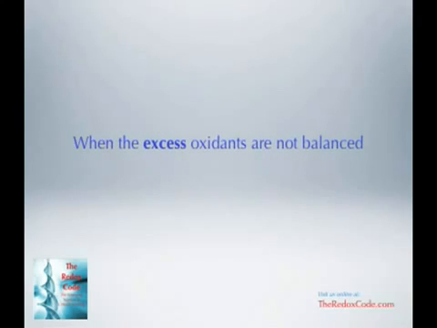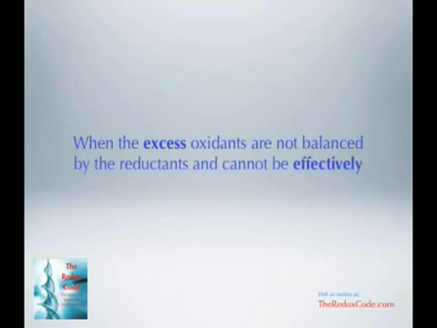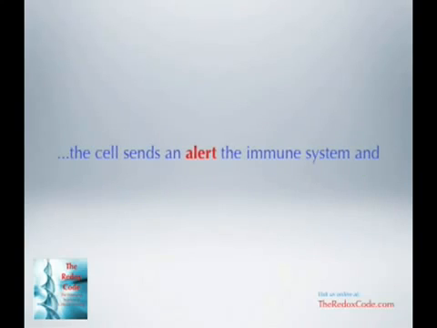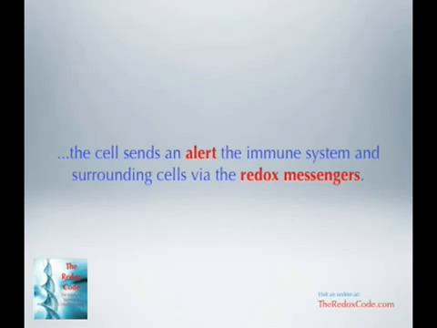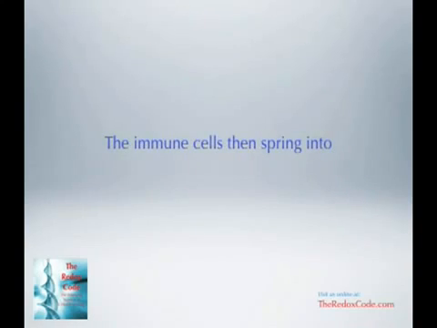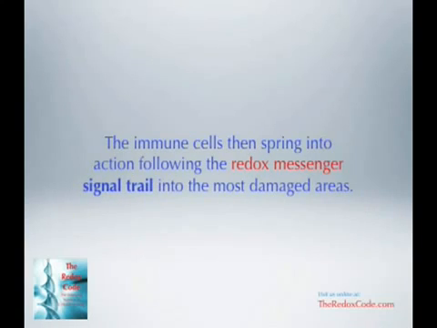When the excess oxidants are not balanced by the reductants and cannot effectively be neutralized by antioxidants, the cell sends an alert to the immune system and surrounding cells via the redox messengers. The immune cells then spring into action, following the redox messenger signal trail into the most damaged areas.